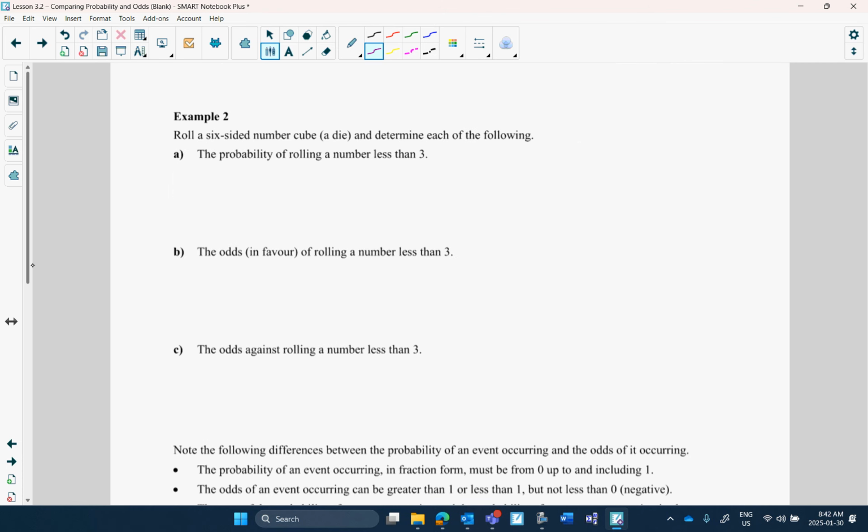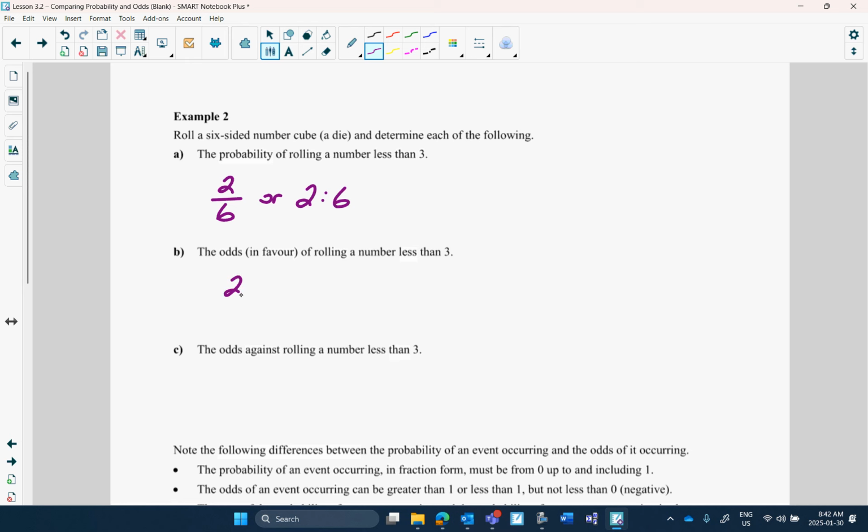Next example, you roll a 6-sided number cube or a die. What's the probability of rolling a number less than 3? 2 out of 6. Or you could go to decimal or percent. But now odds. The odds in favor of rolling a number less than 3.